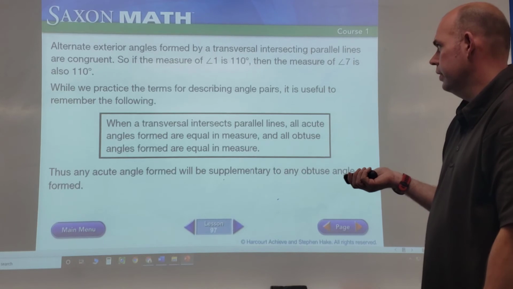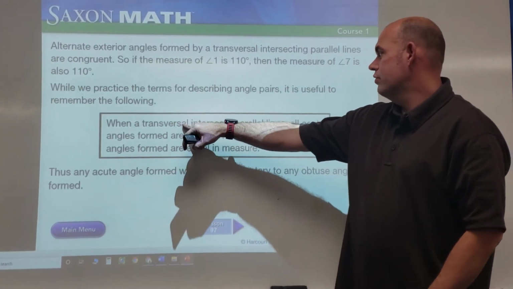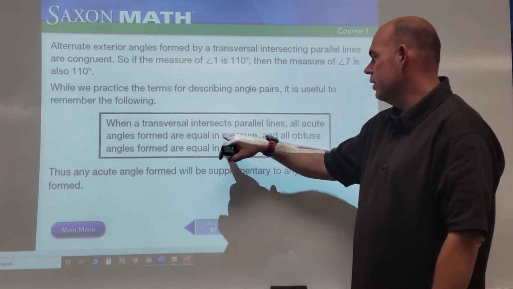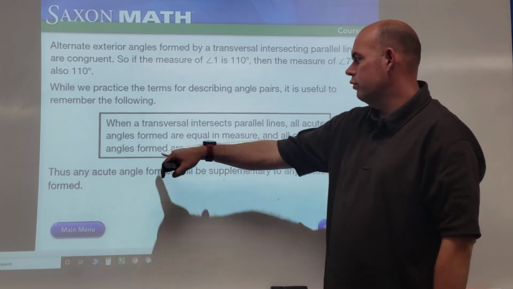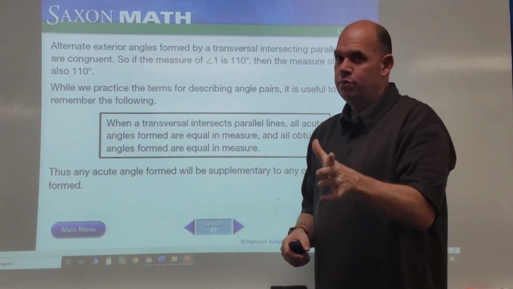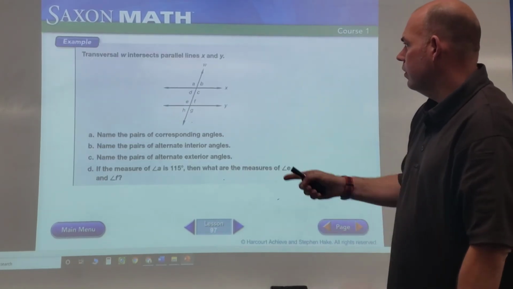We've done it. All right, so the thing that you need to remember, here's the key. When a transversal intersects parallel lines, all acute angles formed are equal in measure, and all obtuse angles formed are equal in measure. Just like we saw in that example, all the obtuse were the same, all the acute were the same. So now we can look at this.